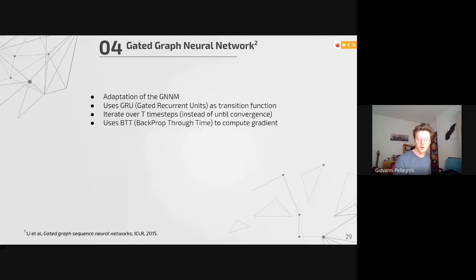We fix the number of time steps instead of waiting for the solution to converge. Also, in this case, the authors in this paper used backpropagation through time, which is more costly, it costs more, but it allows you to.